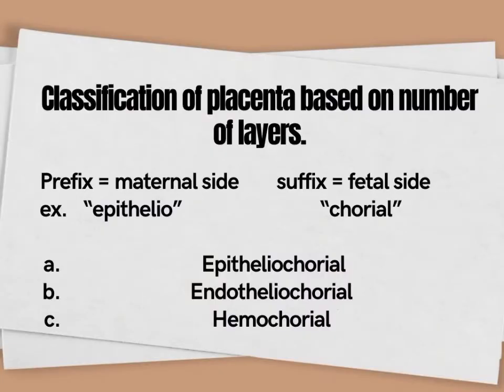Classification of placenta based on number of layers. The nomenclature for describing placental intimacy is derived by first describing the tissues of the maternal placenta in the prefix of the word, and the tissues of the fetal placenta that constitute the suffix. For example, the prefix epithelio from the mother side and the suffix chorial from the fetal side. So there are three types: the epitheliochorial, endotheliochorial, and hemochorial.